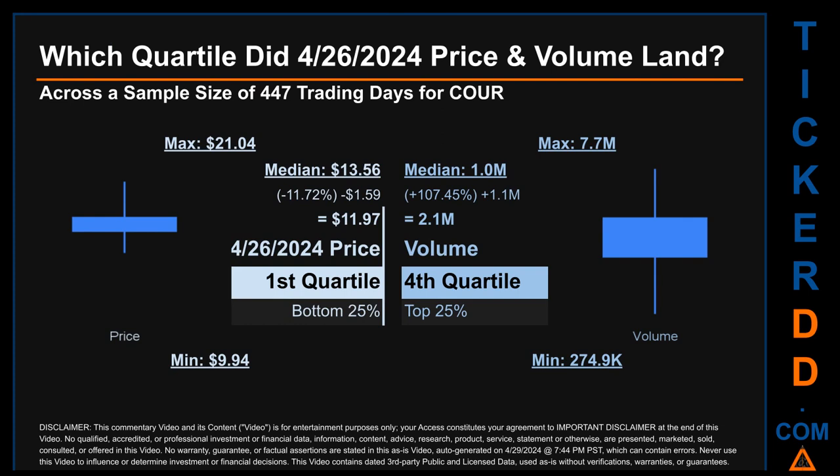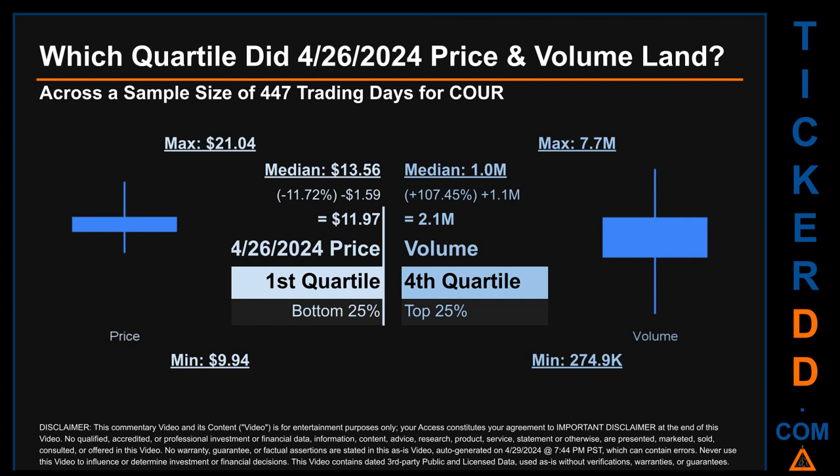Which quartile did April 26, 2024 price and volume land? Across a sample size of 447 trading days, the maximum end-of-day price for COUR was $21.04 while the minimum was $9.94. Within that price range, April 26, 2024 price, of $11.97, landed within the first quartile, meaning it was within the bottom 25% of all sampled end-of-day prices.